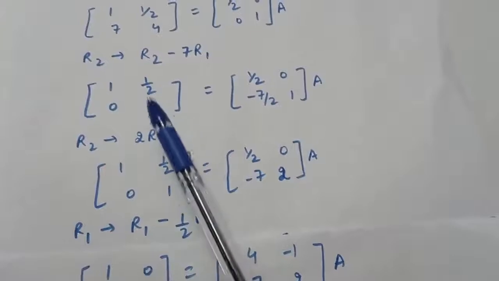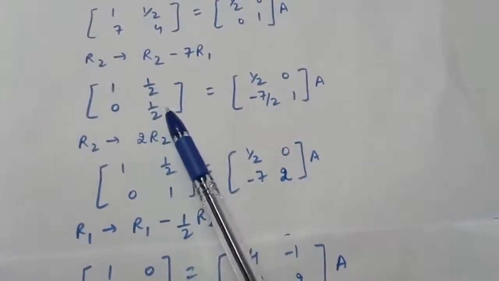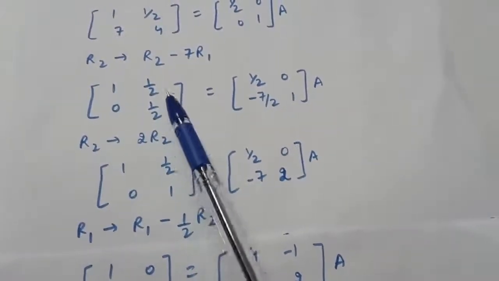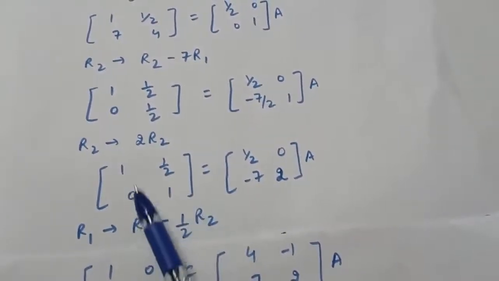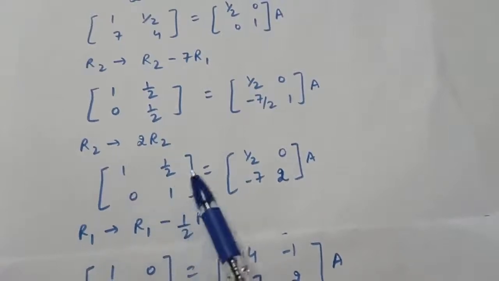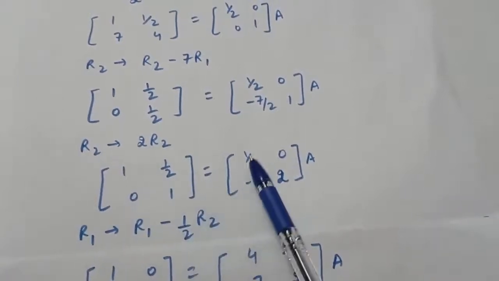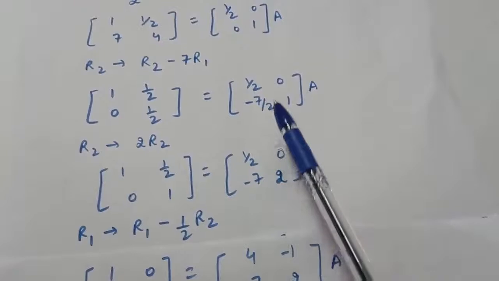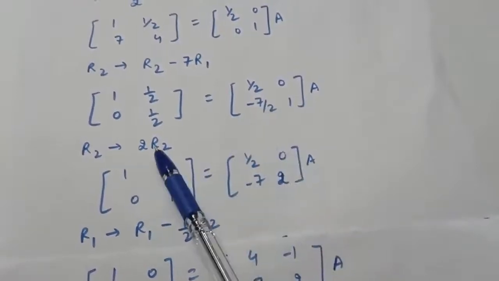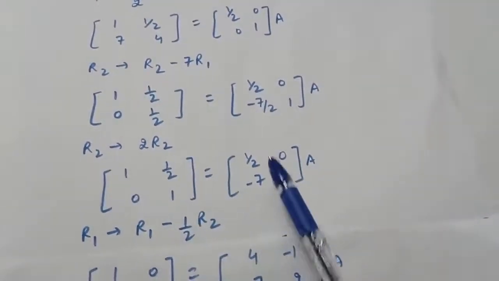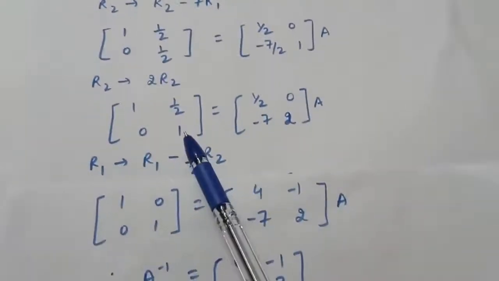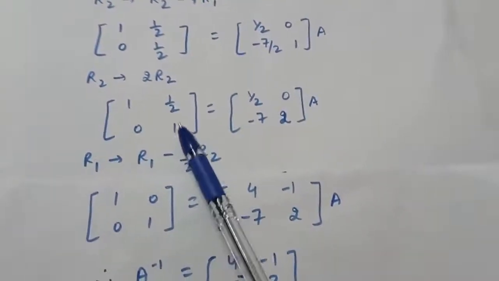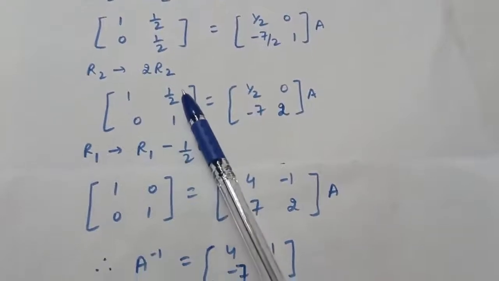Move to column 2, make this element 1 because it is the diagonal element. For this, multiply row 2 with 2. So row 1 will remain the same and row 2 will become 0 and 1. Here also row 1 is the same, row 2 will be minus 7 by 2 into 2, that is minus 7, and 2 into 1 is 2. Clear?